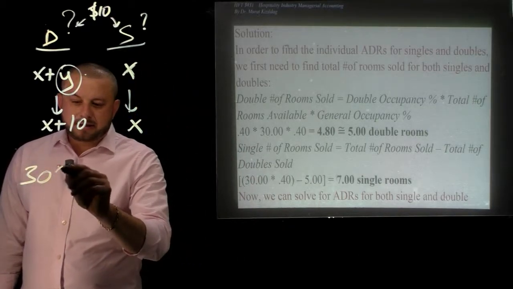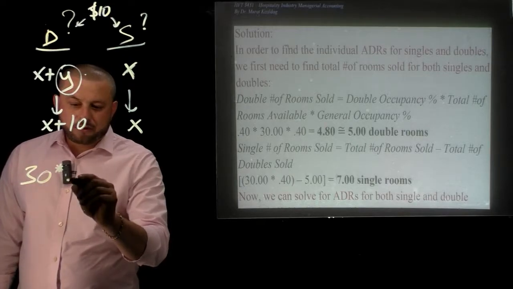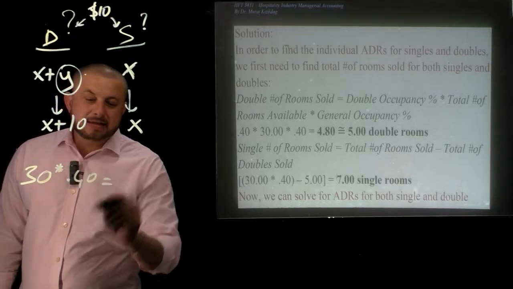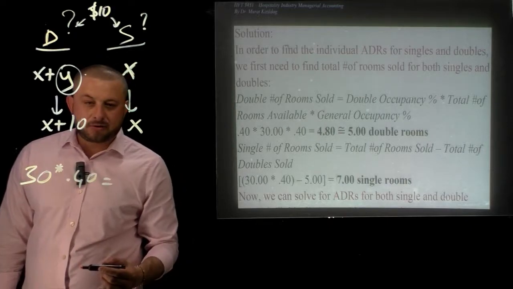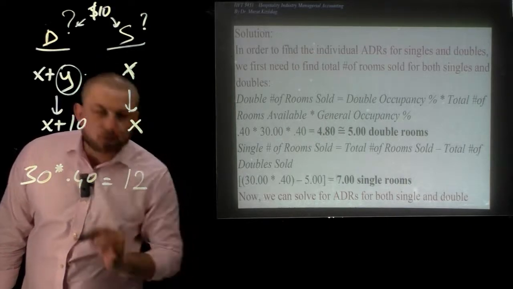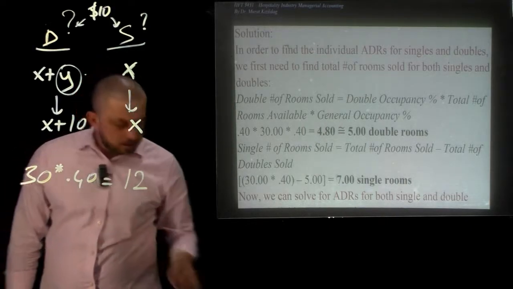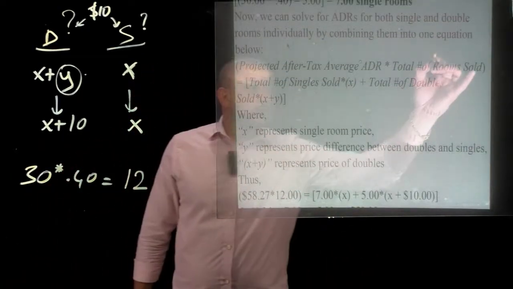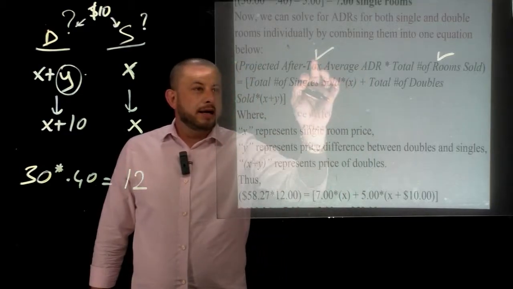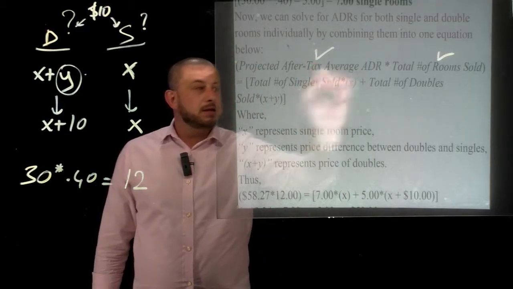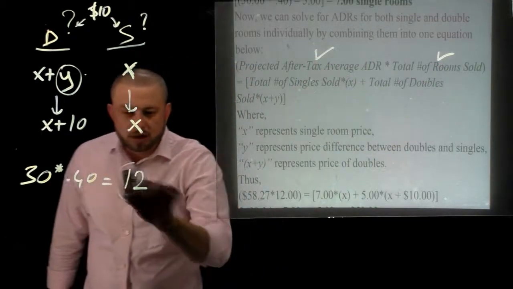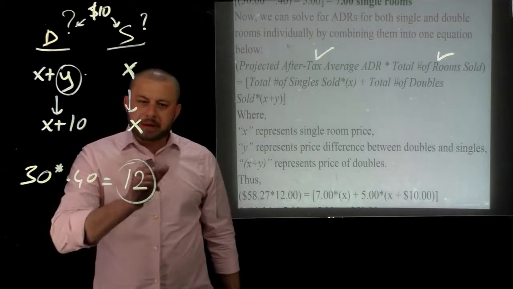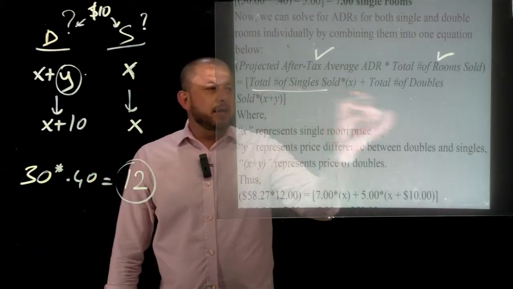And I know that 40% is the general occupancy. Therefore, I am selling 12 rooms, okay? So number of rooms sold right here, I just get that part. Look, number of rooms sold is 12 right now. I know what this is, $58.28, and total number of rooms sold is 12. I just solved it right now. But I don't know this guy. I don't know this guy.